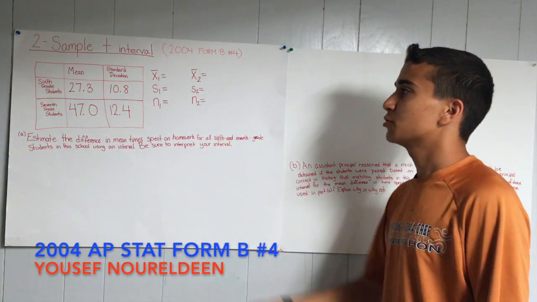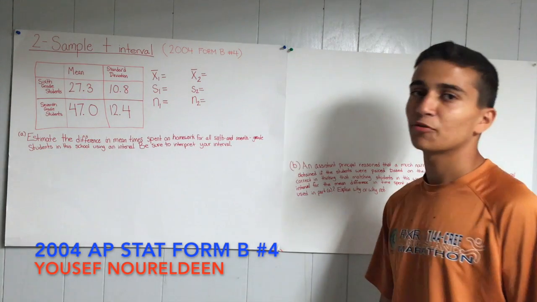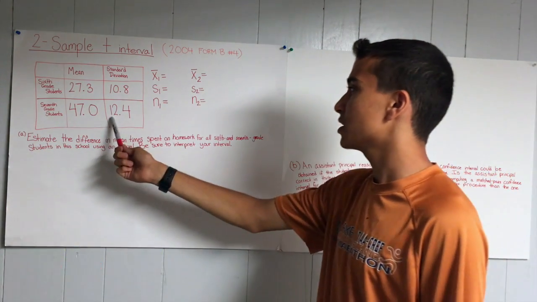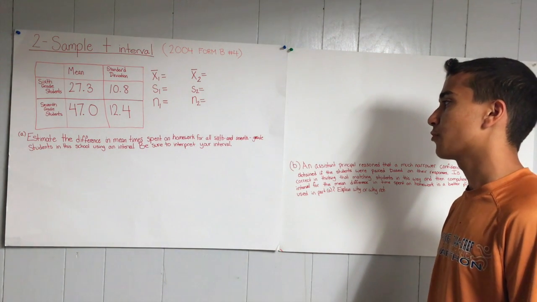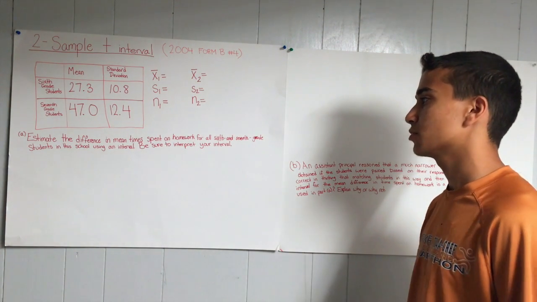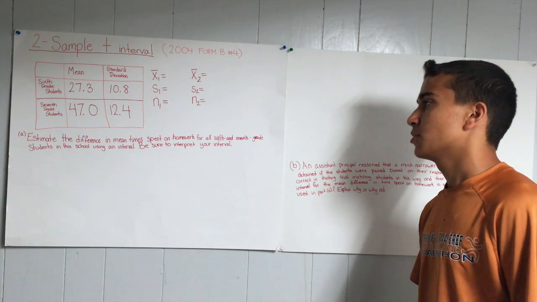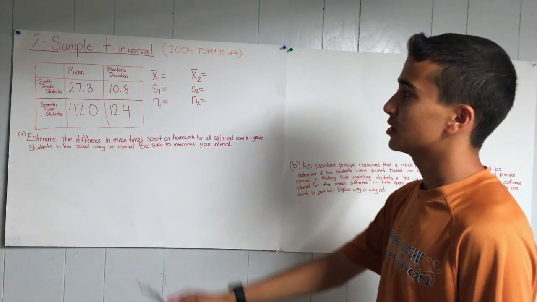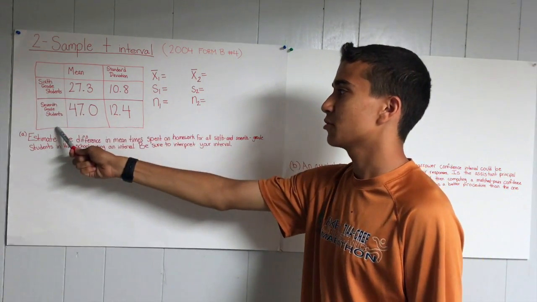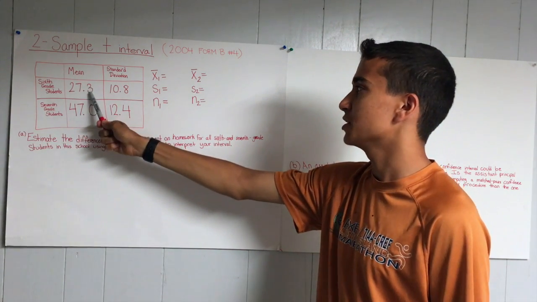Alright, so we're going to be doing a 2-sample t interval from the 2004 AP Stat Test Form B number 4. The question gives you this data table and asks you to estimate the difference in mean time spent on homework for all 6th and 7th grade students in the school by using an interval. Be sure to interpret your interval. So, you must recognize that this is a 2-sample t interval because they give you 2 samples, 6th and 7th grade students, with means, not proportions. So that's how you know it's a t-test.